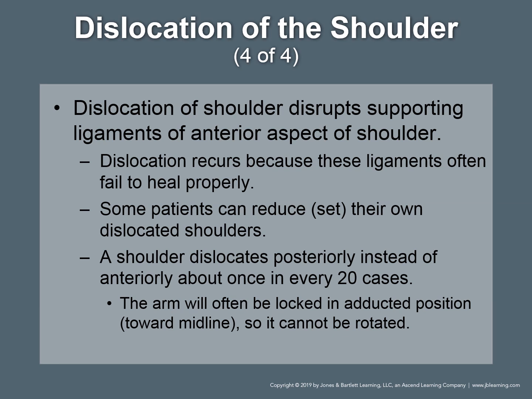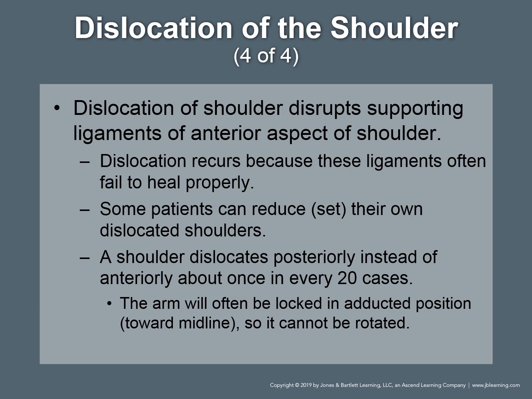Dislocation of the shoulder disrupts ligaments of the anterior shoulder. Dislocation recurs because these ligaments often fail to heal properly. So if you've got loose ligaments, it's going to be really easy for that arm to pop out of place. Some patients are able to set their own shoulders if they have a condition of dislocated shoulders. Sometimes they'll pop them back in place. That means their ligaments are really loose, so the prospect of re-injury is pretty high.